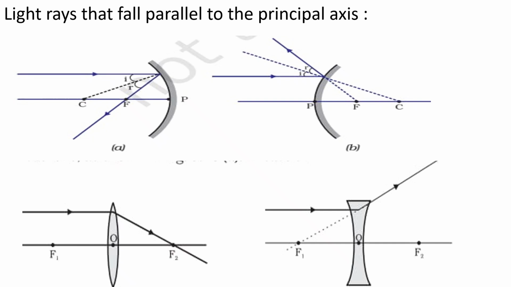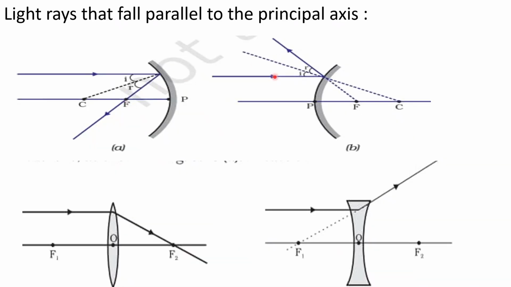Now we will see the behavior of the light ray that falls parallel to the principal axis in the case of the concave and the convex mirror and the convex and the concave lens. In the case of a concave mirror, the parallel incident ray makes the angle of incidence with the normal, traces the same angle of reflection, and gets reflected like this, passing through the focus.